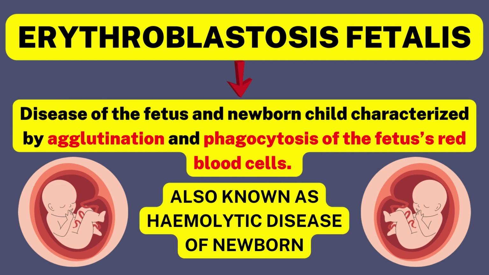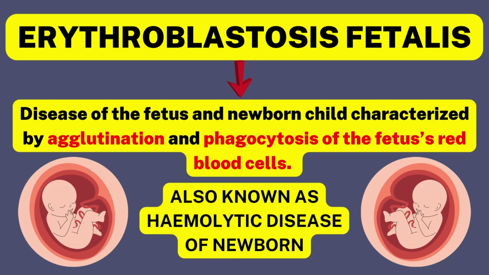The textbook definition is that erythroblastosis fetalis is a disease of the fetus and newborn child characterized by agglutination and phagocytosis of the fetus's red blood cells. The meaning is the red blood cell of the fetus is phagocytized and destroyed. How does it happen? Let me explain the pathophysiology with a situation.